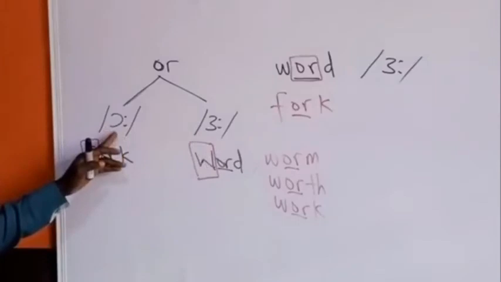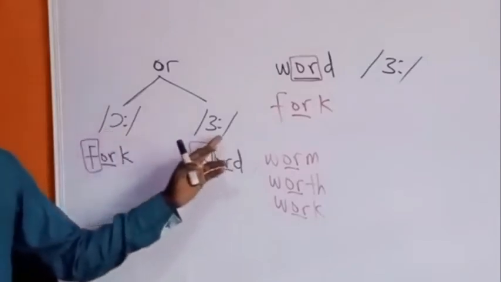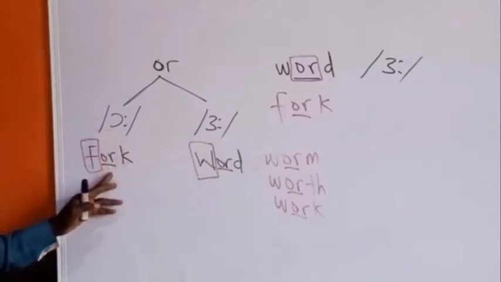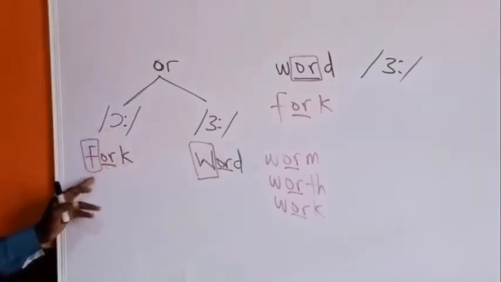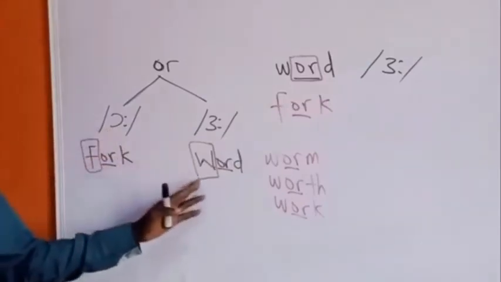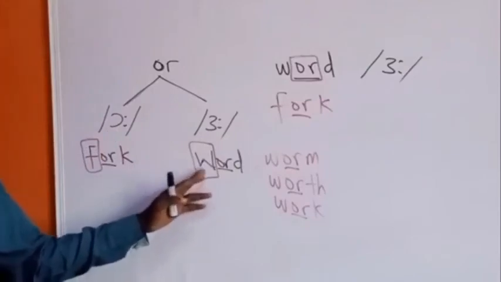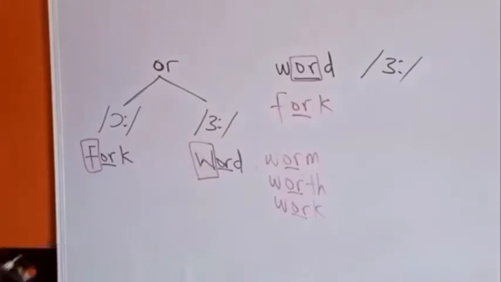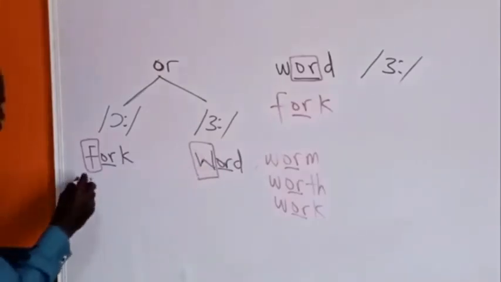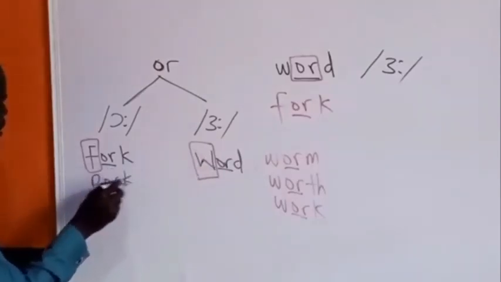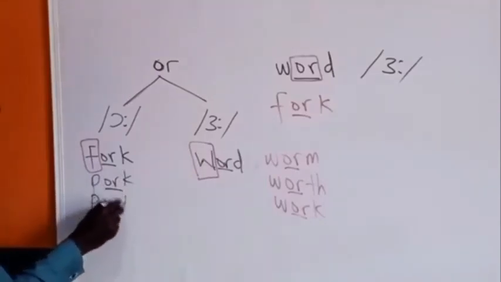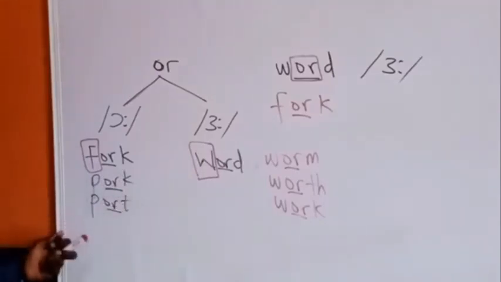This sound is "or", while this one is "er". We pronounce OR as "or" when it is preceded by any other consonant other than a W. We pronounce it as "er" when it is preceded by a W. So some other examples for this are PORK, we say pork. PORT, we say port, etcetera.